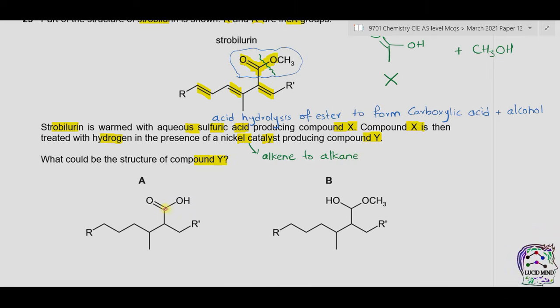As this carbon atom has become a carboxylic acid, this is true, and all alkenes are converted into alkanes. This is the correct structure of compound Y.